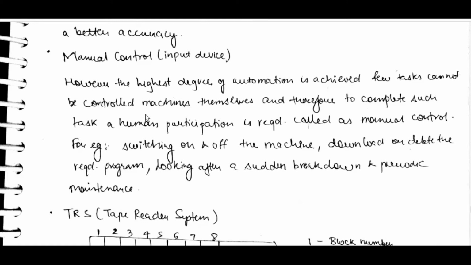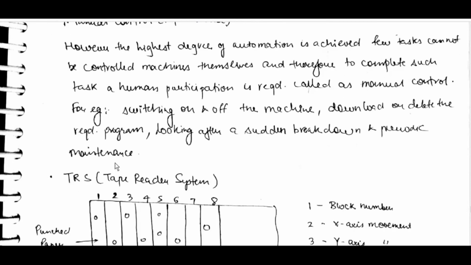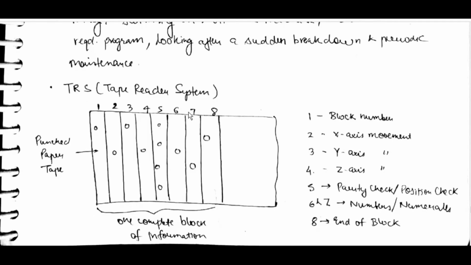A few tasks cannot be controlled by machines themselves, and therefore to complete such tasks a human participant is required, called manual control. Examples: switching the machine on and off, downloading or deleting the required program, looking for a sudden breakdown, and procedure maintenance.